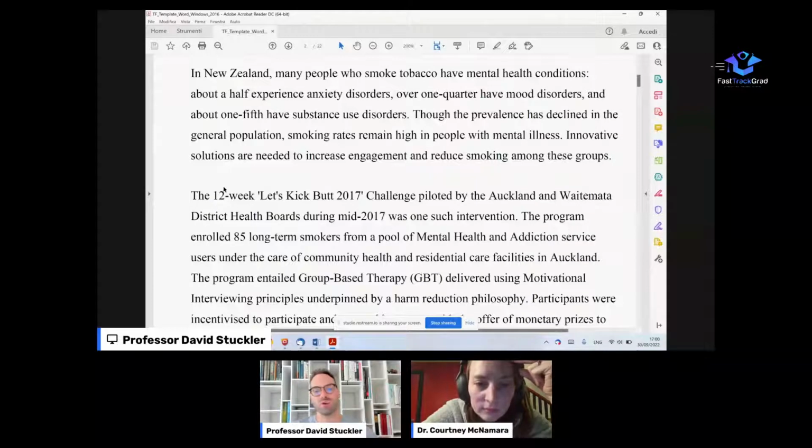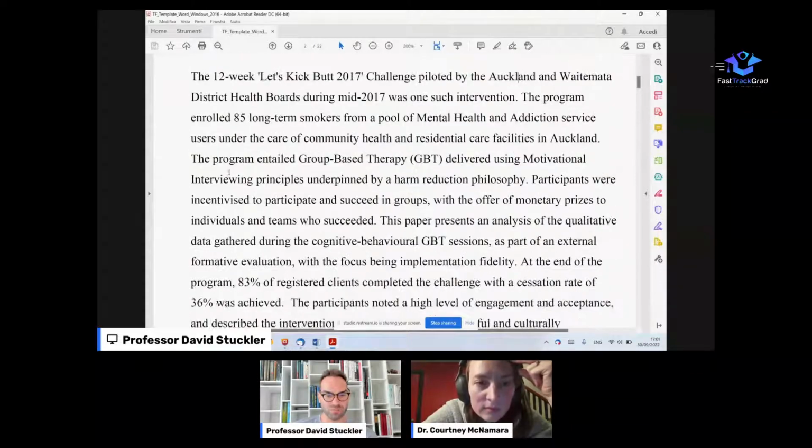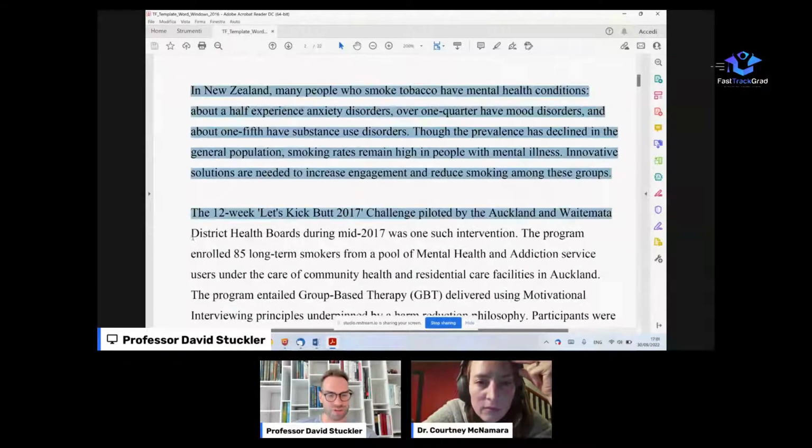Try to open this up to an international audience. This just feels a little bit like this is only going to be interesting to people in New Zealand. And maybe this also covered some Aboriginal or Indigenous groups. That could also be quite interesting to emphasize. Courtney, any initial thoughts here on the gap?